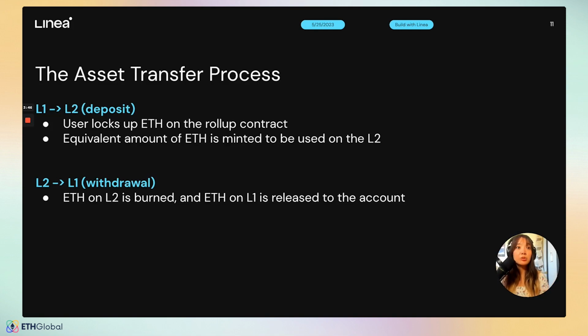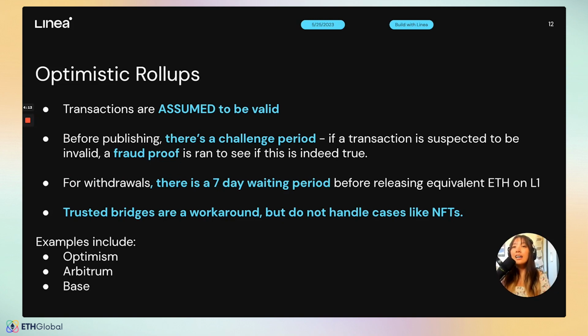In terms of key vocabulary words you'll need to know when talking about L2s, we have deposits and withdrawals. Deposits are when we move ETH from L1 to L2. The way you do that is you lock up ETH on the rollup contract. An equivalent amount of ETH is minted and then used on the L2. The withdrawal process is, if I want to pull it out of L2, essentially it's burned on Linea, the Layer 2, and then an equivalent amount is released back onto the L1. So anyways, now we know what a rollup is and how it's made up.